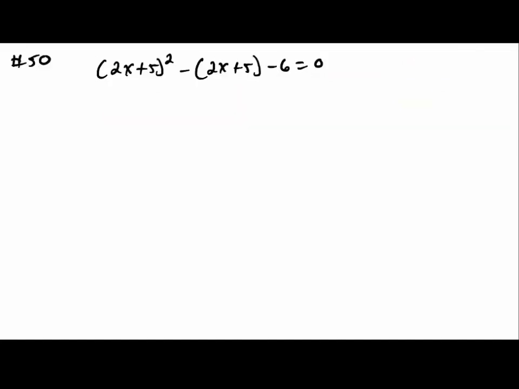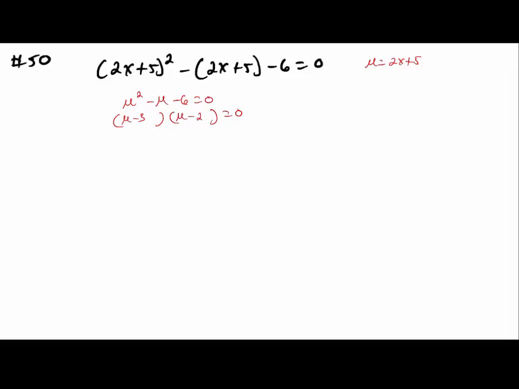Number 50 is similar to what we just finished doing. Again, we're going to do substitution. So u is going to be equal to 2x plus 5. And so if I rewrite it, I'm going to have u squared minus u minus 6 is equal to 0. So it looks a whole lot better to solve this. And if I factor this, I'm going to end up with u minus 3 times u minus 2.